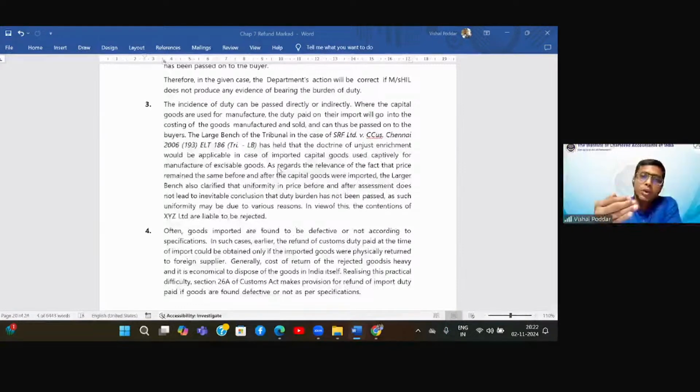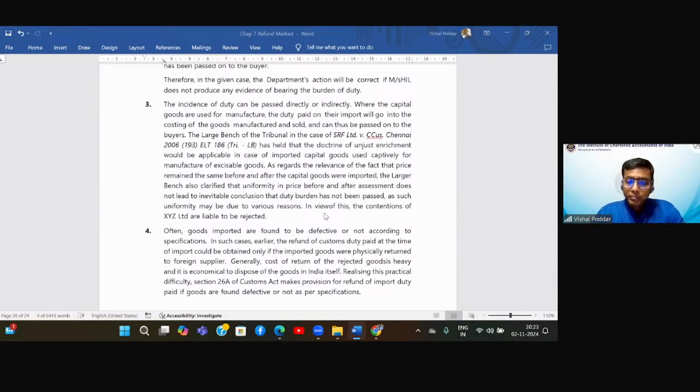Same thing, that even though you are installing capital goods, which you can claim are used by you, not sold further, still through the depreciation route, the customs component can be passed on to your buyers, because once it is capitalized, it will be allowed as depreciation, which will become part of your costing, and through costing that depreciation would get a portion added to the cost and price of the goods. So this is the interesting point as regards the relevance of the fact that the price remained the same before and after the capital goods. So for countering this, the importer has given this. The larger bench also clarified that uniformity in price before and after does not lead to the inevitable conclusion that the duty burden has not been passed, as such uniformity may be due to varied reasons.